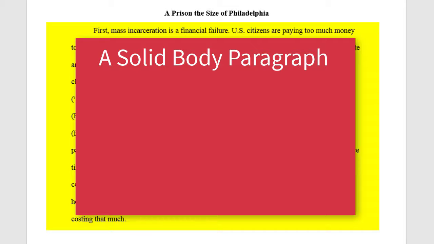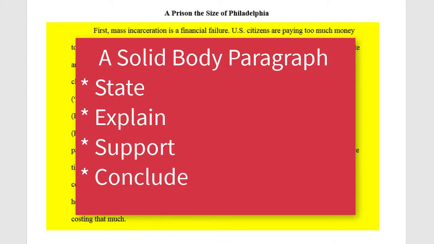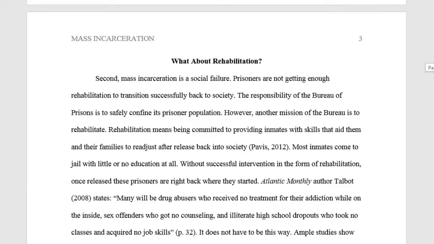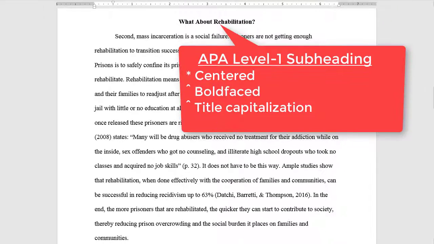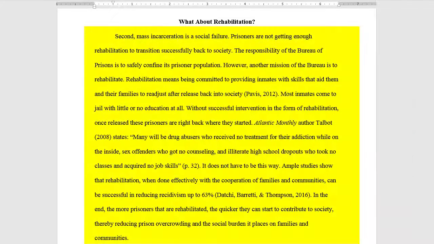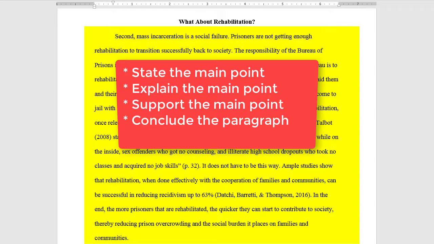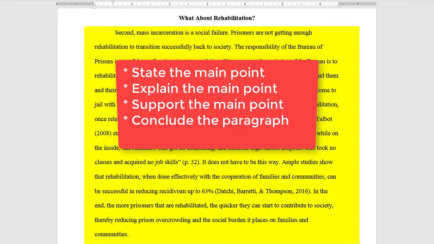Now that's a solid body paragraph. State, explain, support, conclude. Follow that pattern in your body paragraphs, and you'll be in great shape. The next body section also begins with an APA Level 1 subheading. Then, a paragraph following that pattern. State the main point, explain the main point, support the main point, conclude the paragraph.